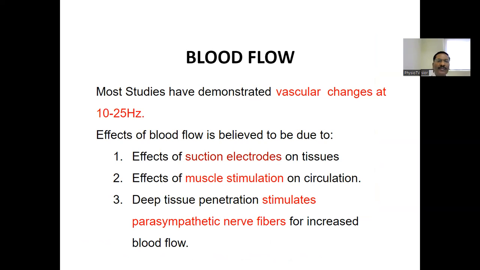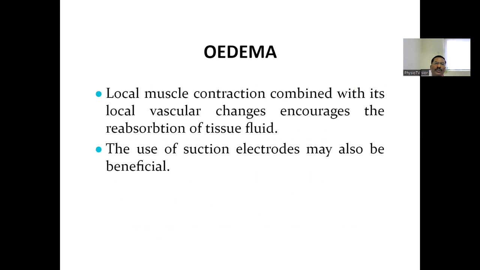Now, the next physiological effect is blood flow. For this, most studies have demonstrated that a frequency of 10 to 25 hertz is beneficial to improve blood flow. Improved blood flow can be achieved, first, by the suction electrodes themselves, which improve the local circulation. Second, by muscle stimulation. The third one is the deep tissue penetration by parasympathetic nerve fibers. So through all these three, the blood flow to the area is improved.